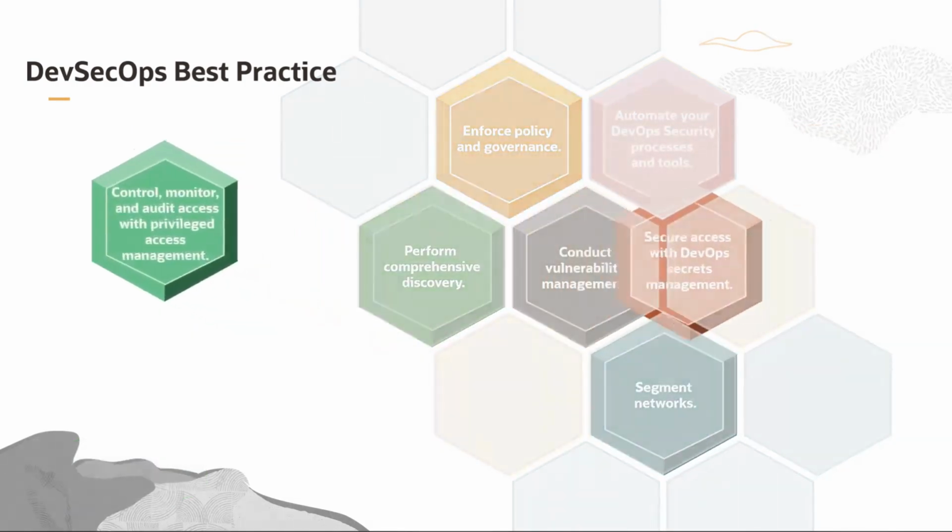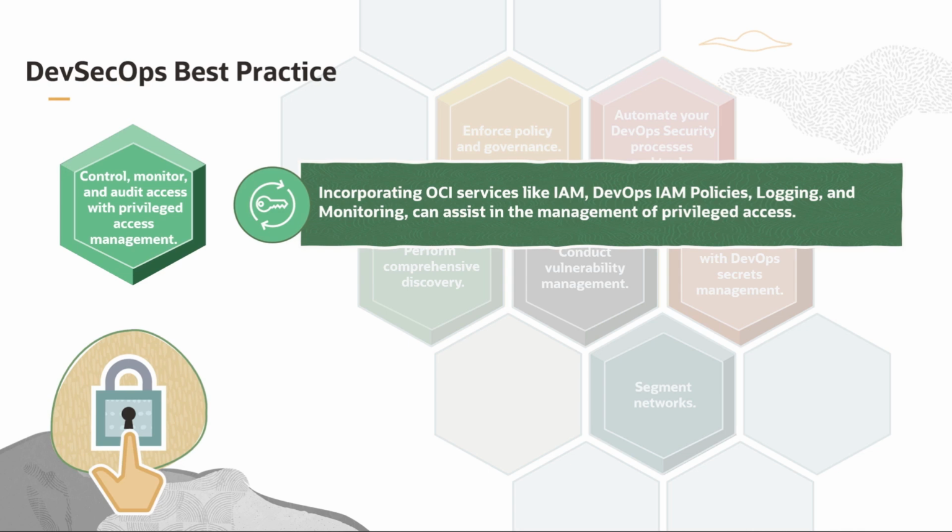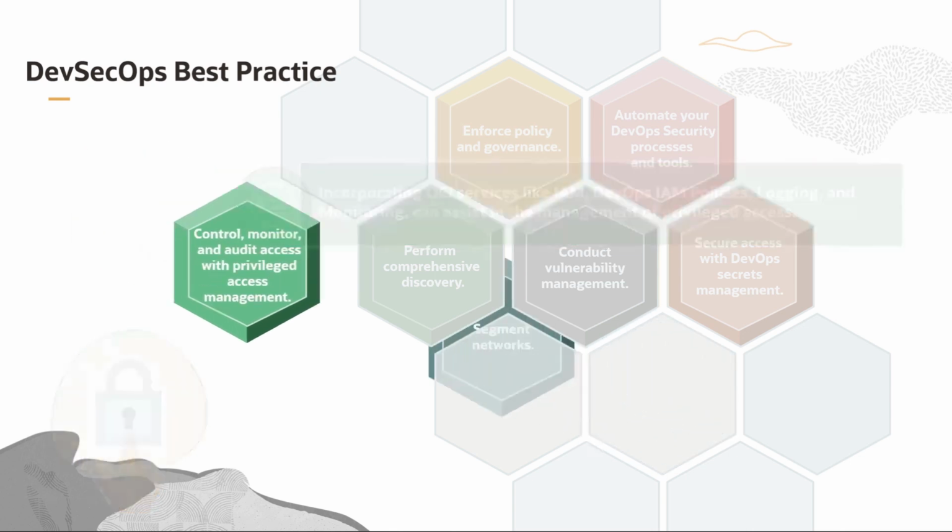In order to ensure secure access to your infrastructure, it is important to implement privileged access management policies. With the help of Oracle Cloud Infrastructure services such as IAM, DevOps IAM policies, logging, and monitoring, you can effectively control, monitor, and audit access to your resources. This helps to prevent unauthorized access and protect against security threats.